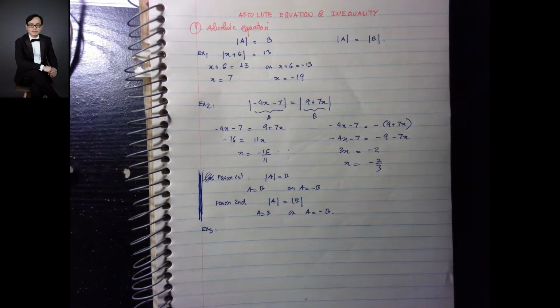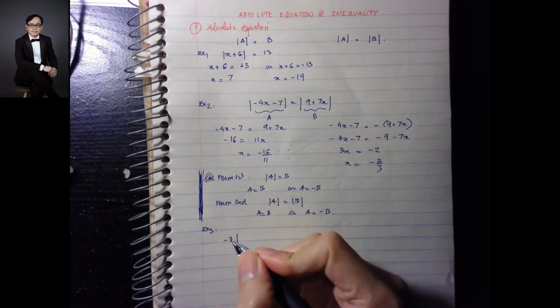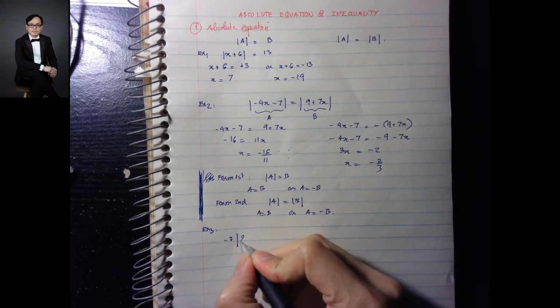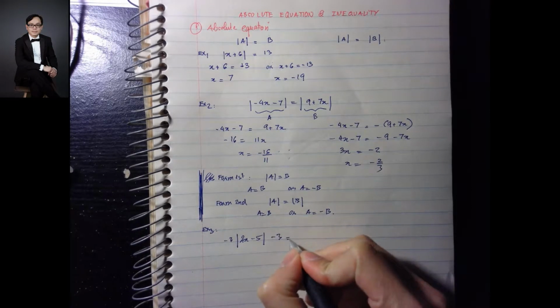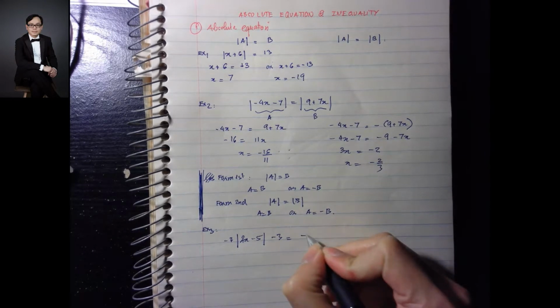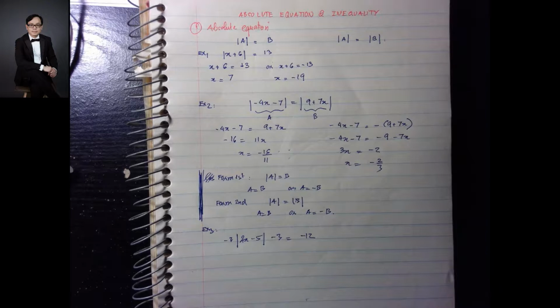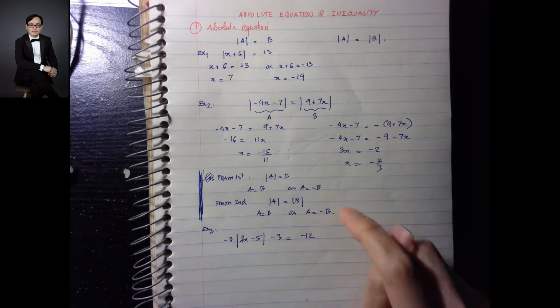For example, I want to solve this: negative 3 times absolute of 2x minus 5, minus 3, equals negative 12. Let's analyze this absolute equation. I know that this equation contains one pair of absolute bars, not two pairs. It means that I'm not going to use the second form. I have to use the first form.